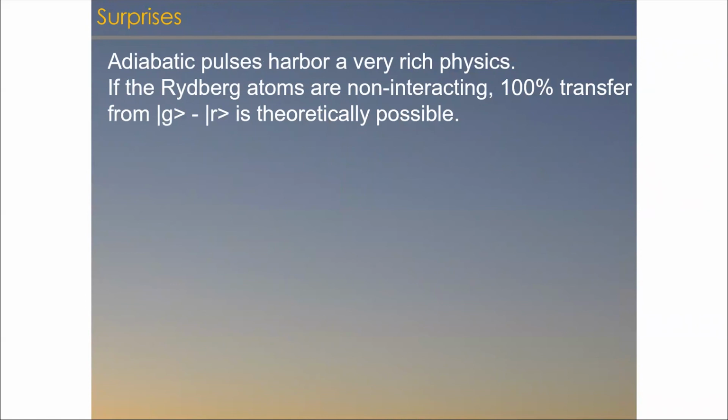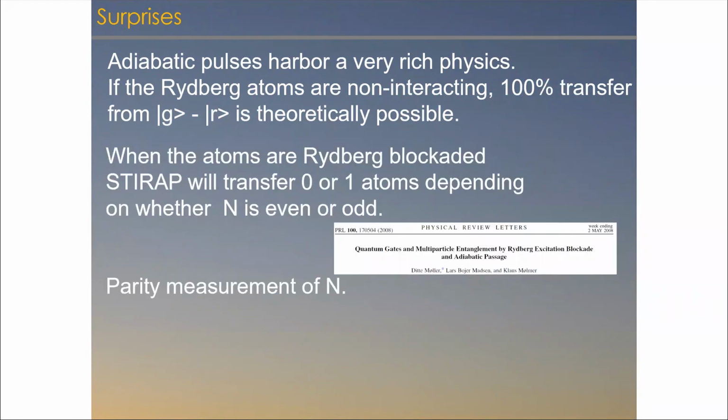So there's some surprises though. These adiabatic pulses have a lot of rich physics involved in them. If the Rydberg atoms were non-interacting, 100% transfer from the ground state to the Rydberg state is theoretically possible. When the atoms are interacting, that is, I have a Rydberg blockaded sample, which only allows one at a time to be excited, STIRAP will transfer 0 or 1 atoms depending on whether n is even or odd, which is not obvious why that works, and I'm not going to pause to go into the details, but this was discovered by Klaus Mølmer and his group also a long time ago.